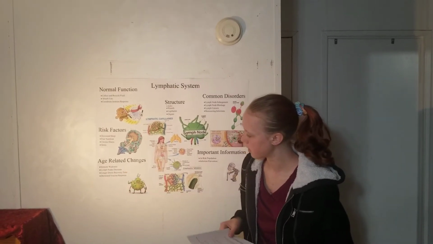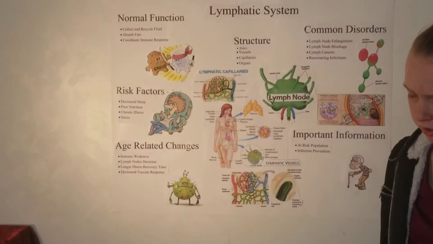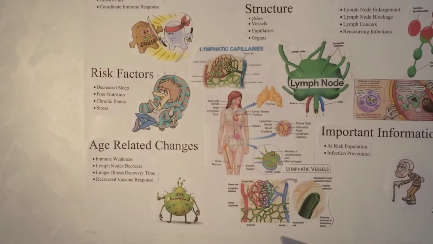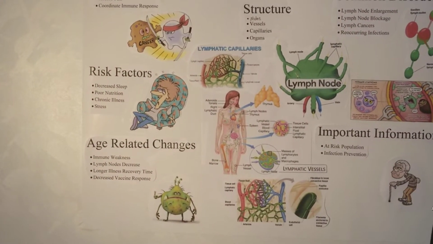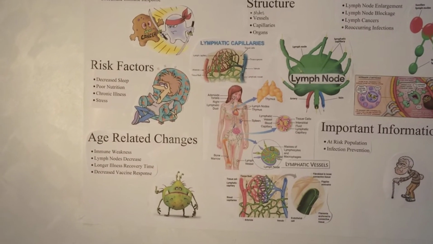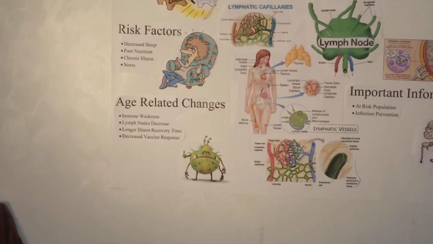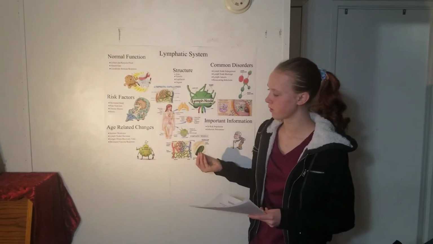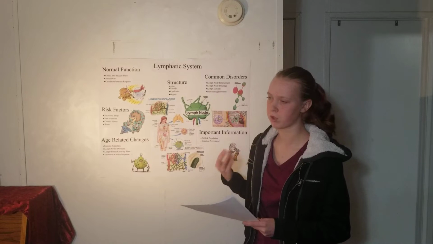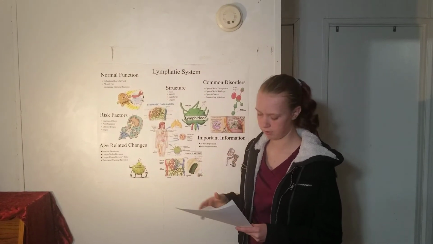B, the lymph nodes decrease. It takes longer for a person to recover from an illness, so you have fewer lymph nodes, which is not good. And C, longer illness recovery time. The number and size of lymph nodes decrease, which results in the body being less able to contract a fever to fight the infection. So when you have fewer lymph nodes, it takes your body more time to recover from the illness that you have.